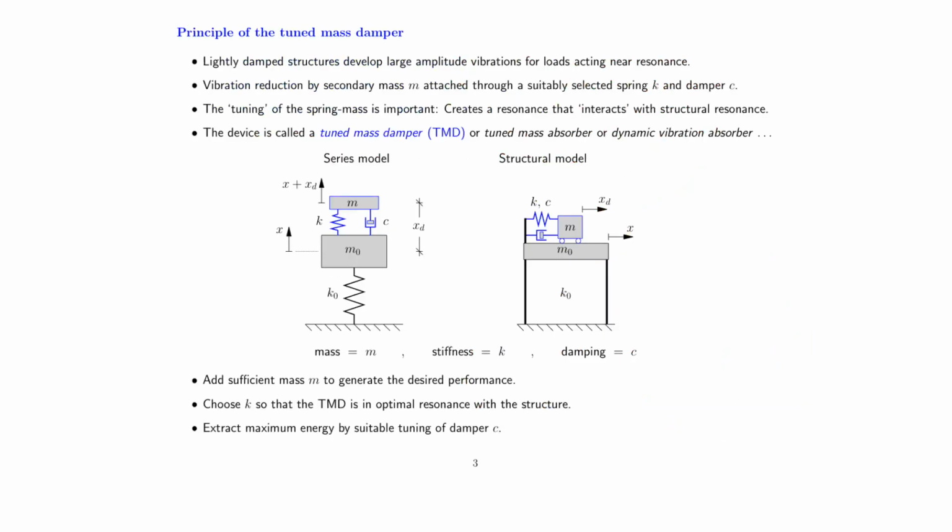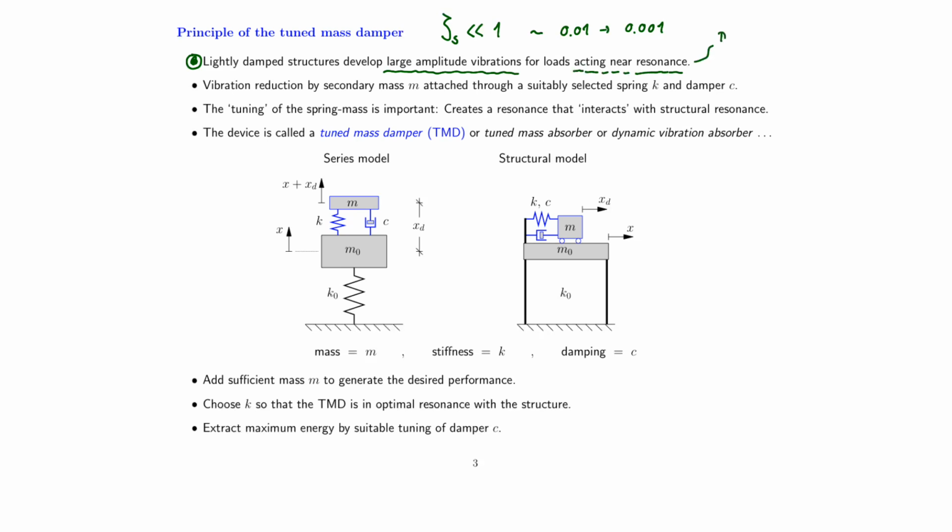A few introductory remarks. We will obviously consider lightly damped structures. A very small damping ratio for the structure, much smaller than 1, and maybe in the order of 1%, but in some cases also down to 1 per mil. So lightly damped structures with a very small structural damping ratio, because in that case we will have large vibration amplitudes when we have a loading acting near resonance.